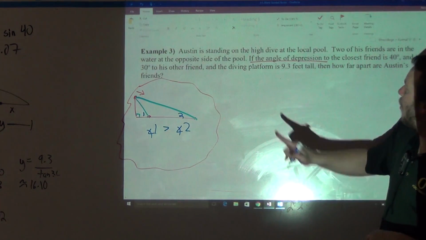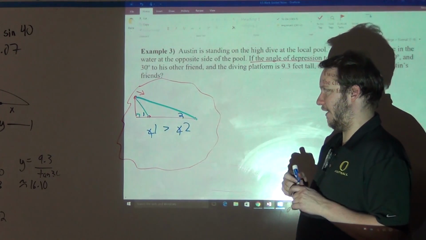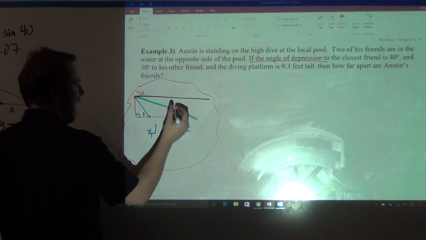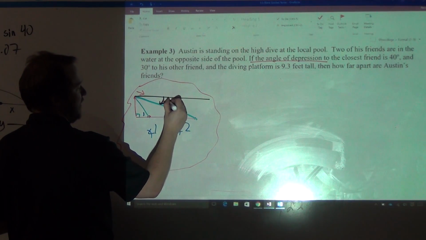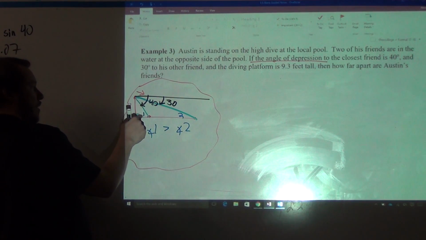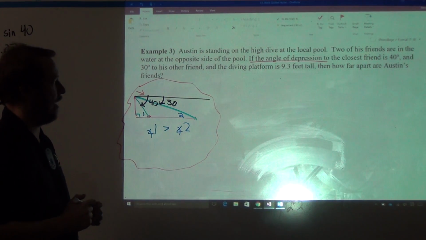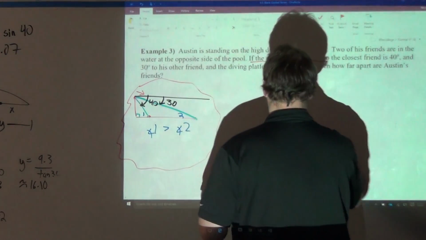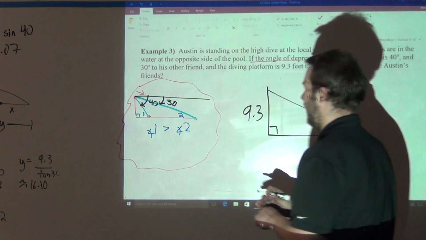Okay? Now in our problem, we're talking about angles of depression. And so I've already drawn these that they're angles of elevation. What we need to see is that from the sky, it is 30 degrees here, and it's 40 degrees here. And that's going to mean that angle 1 is like 40, and angle 2 is 30. Okay? So let's go ahead and get this one set up. The triangle, a 9.3 for the height.